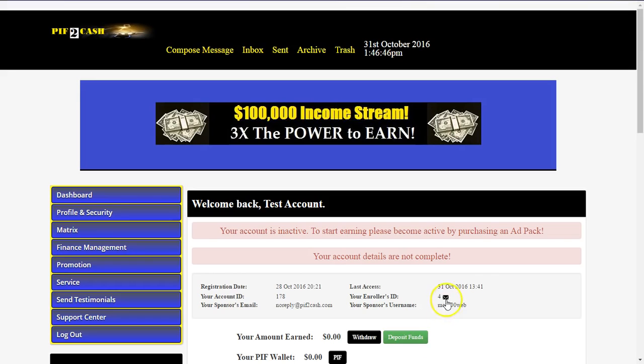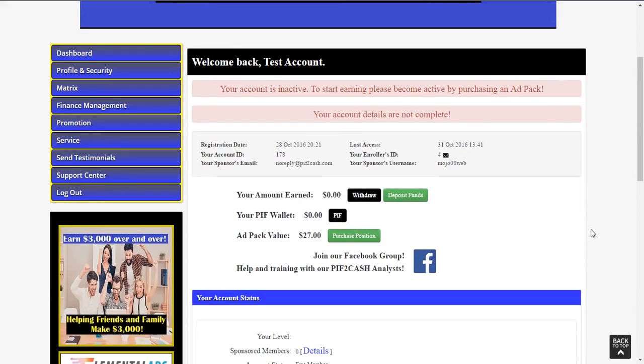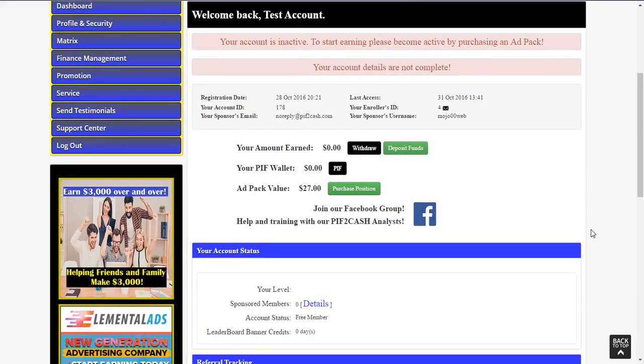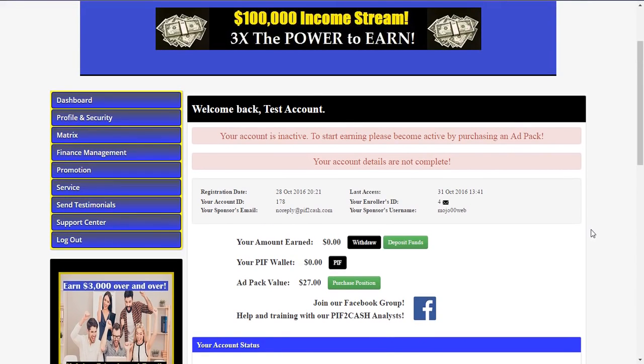So first off, we're going to look at a test account that I have set up here in the back office for you guys to look at, so we can go over some of the things that are in the back office and what you need to do. As you can see here, we've got two little warning symbols up here, and we've got your account is inactive. To start earning, please become active by purchasing an ad pack.